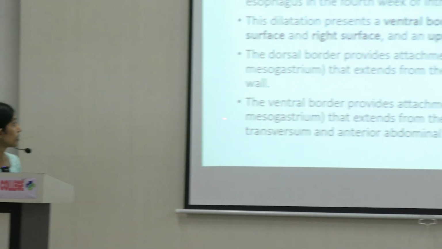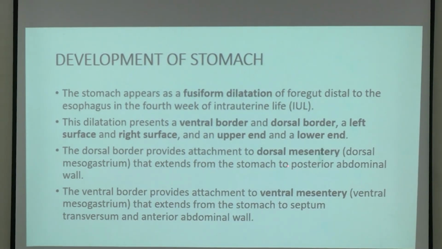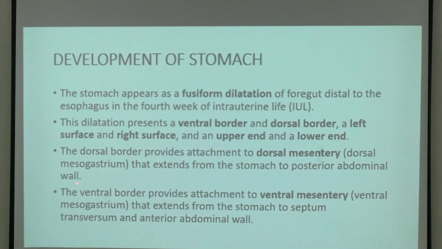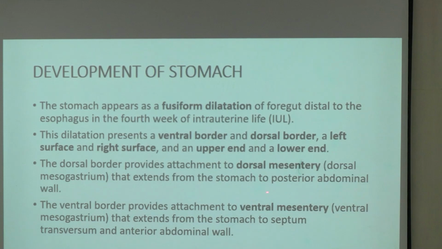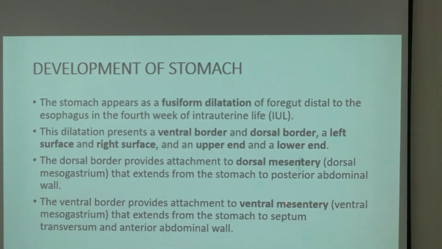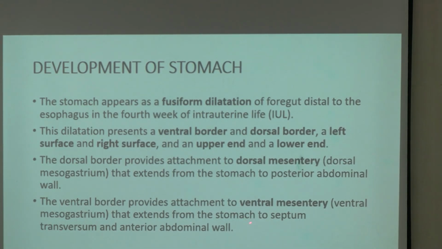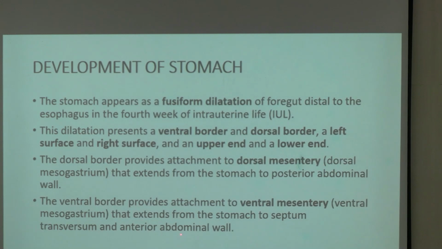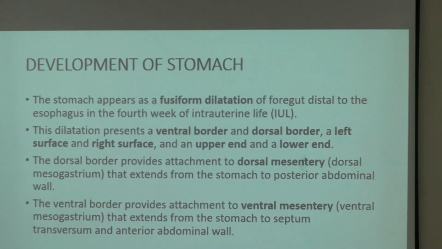Now concentrate here. The dorsal border provides attachment to the dorsal mesentery, that is your dorsal mesogastrium, that extends from the stomach to your posterior abdominal wall. The ventral border provides attachment to the ventral mesentery, that is the ventral mesogastrium, that extends from the stomach to the septum transversum and also the anterior abdominal wall. Your septum transversum is nothing but the diaphragm.